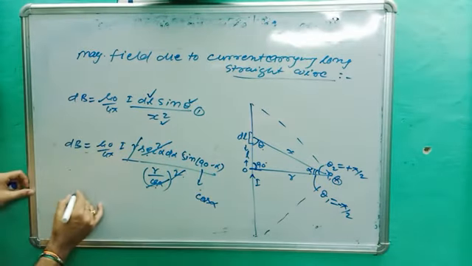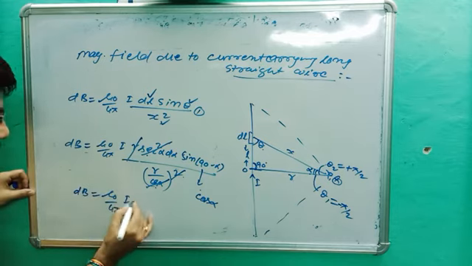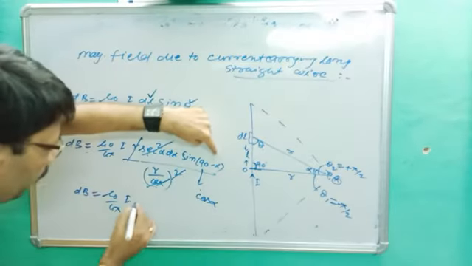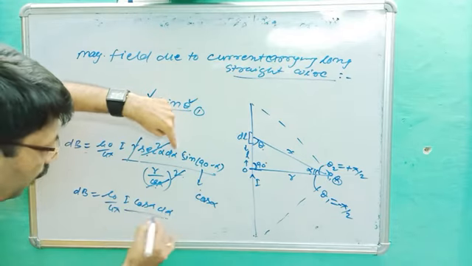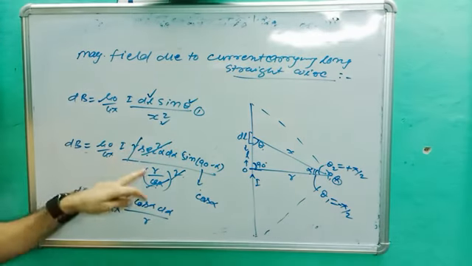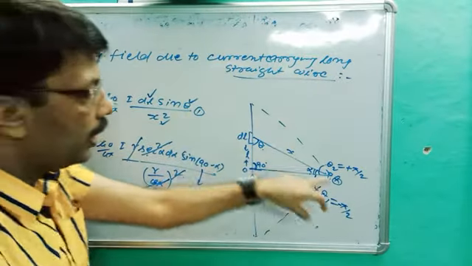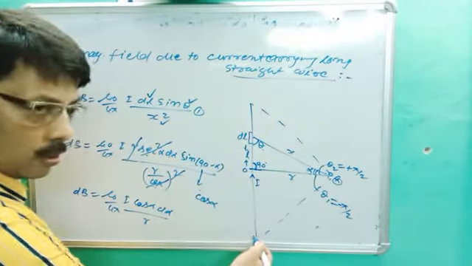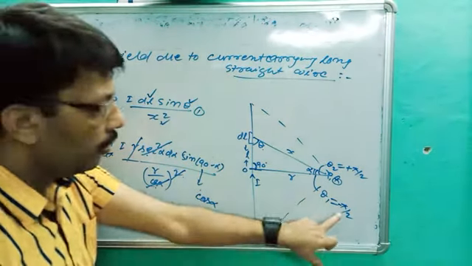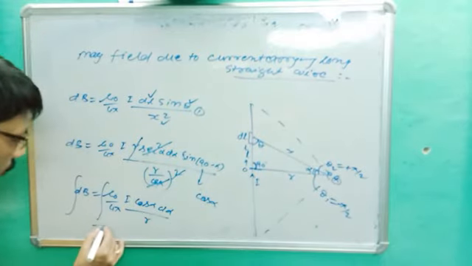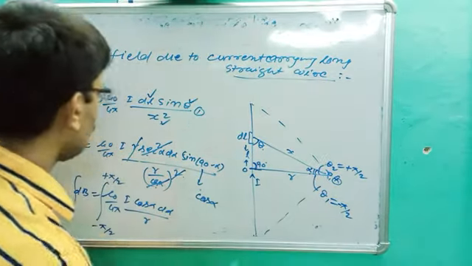So what we get here: dV is equal to mu naught upon 4 pi I, cos alpha d alpha upon R, because one R cancels out from the numerator. So that means this is the magnetic field due to dl at point P. But our aim was the magnetic field due to the whole long straight wire, so we have to integrate it. What is the limit? Minus pi by 2 to plus pi by 2.